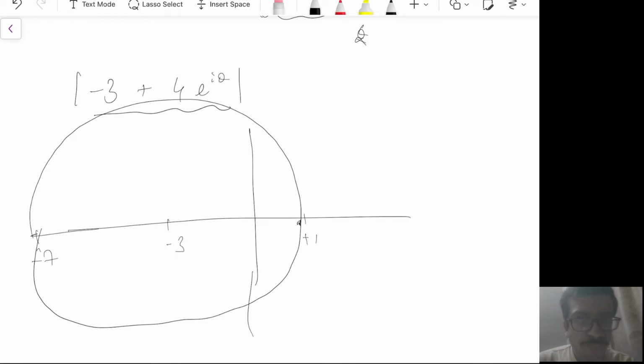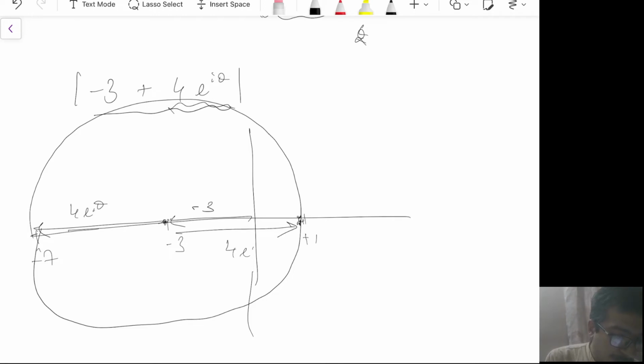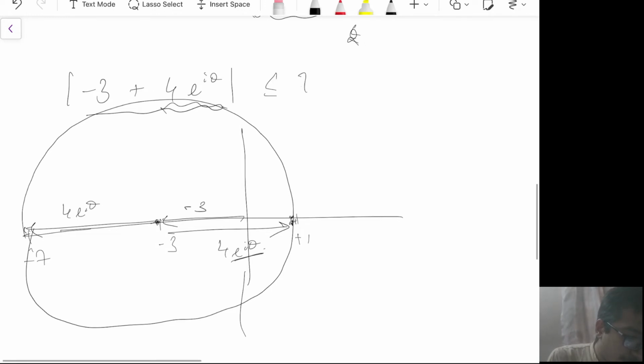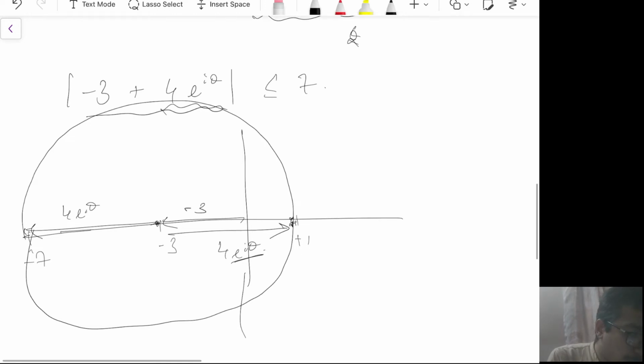Now the least magnitude point and the highest magnitude point I need to find out. So the highest magnitude will occur when minus 3 and 4 e to the power iota theta are parallel to each other. And the least magnitude will occur when they are anti-parallel to each other, right? So the magnitude of this will be at max 7, when they are in the same direction, and at min it can go to 1, because this is when they are pointing in opposite directions.